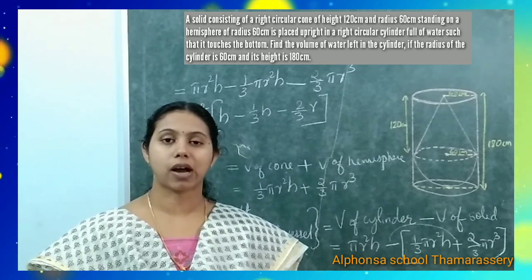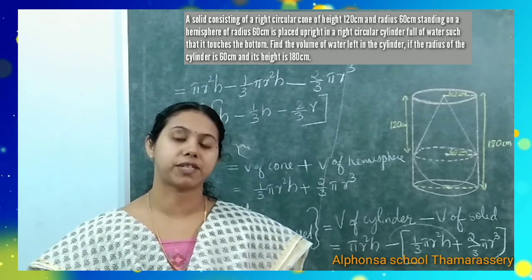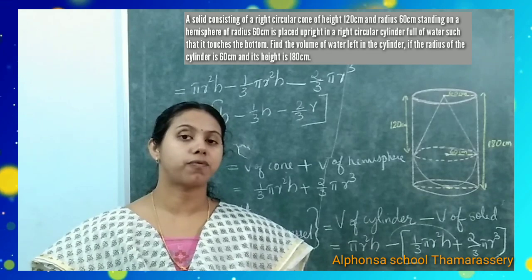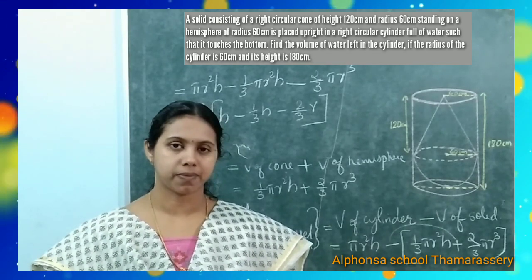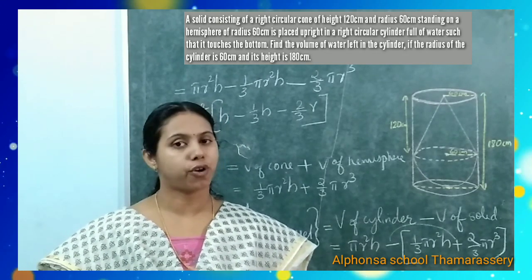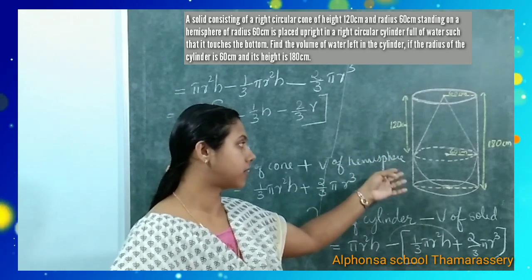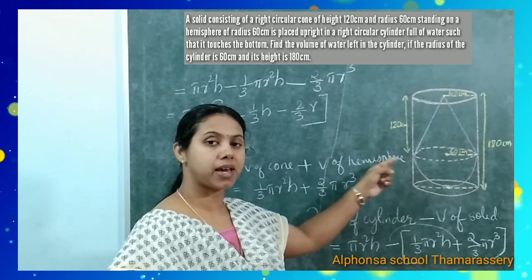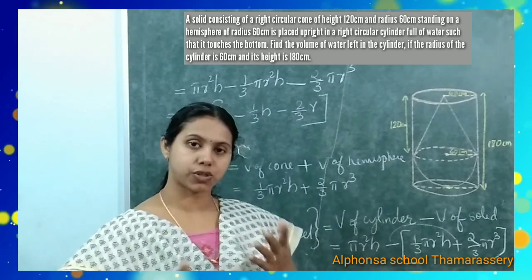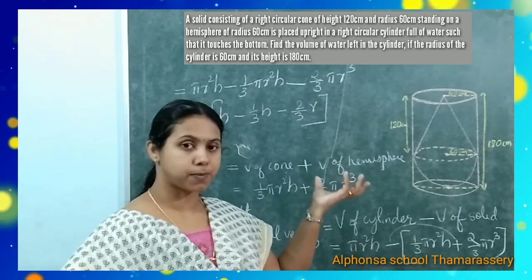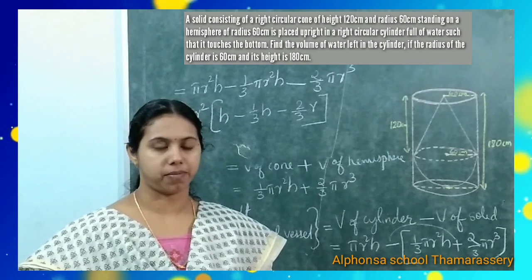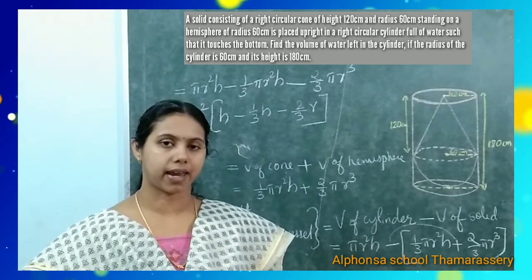Dear students, according to the new revised syllabus of CBSE, combination of 3 solids will not be asked, but they will ask the combination of 2 solids. Here we are considering 3 solids, one cone, a hemisphere and a cylinder. Instead of that, they can ask a spherical shape or any other shape. Only 2 combinations they can ask.